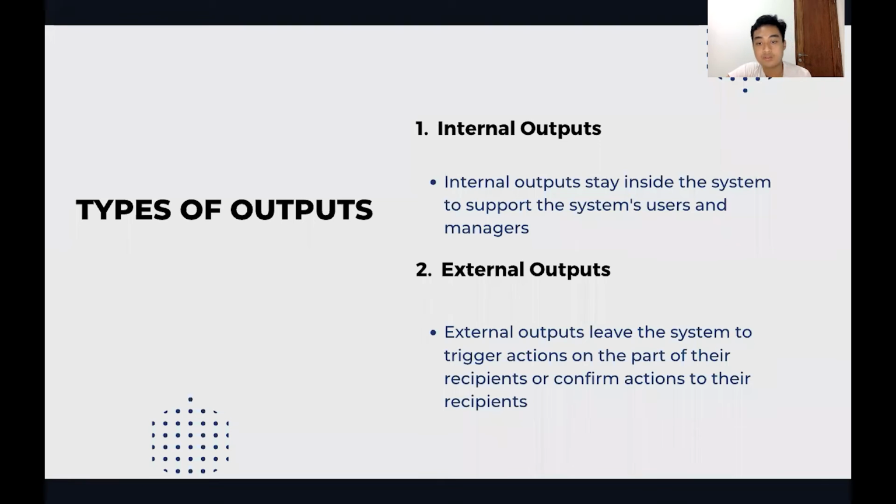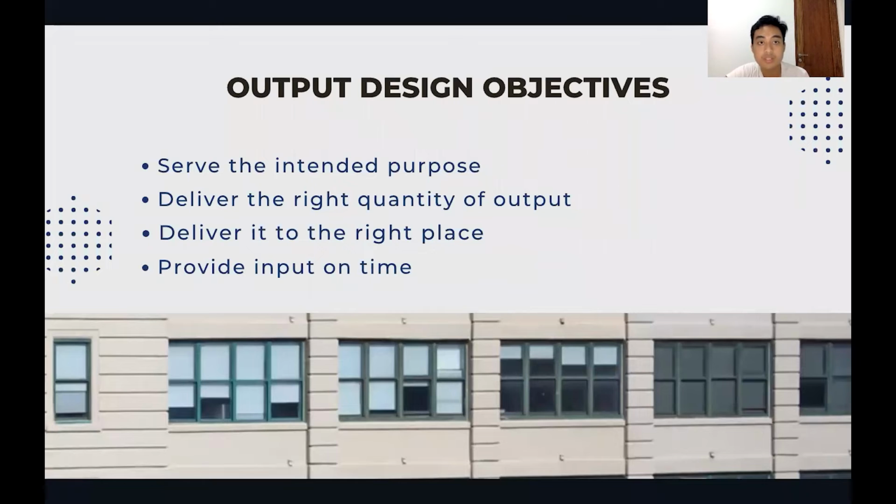So, first of all, I'm going to explain about the objective of the output design. The first objective is serving the intended purposes. This means that the output is designed to accomplish the user or organizational needs. For example, like a business dashboard that is used for the aggregation of sales figures to be used by the sales director. The second is that it delivers the right quality of output.